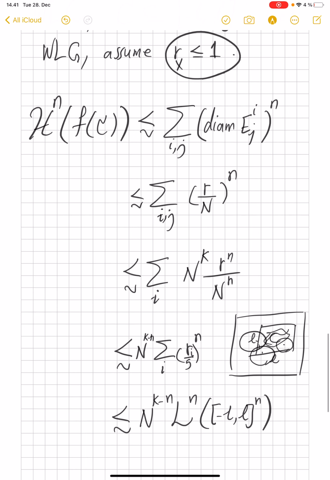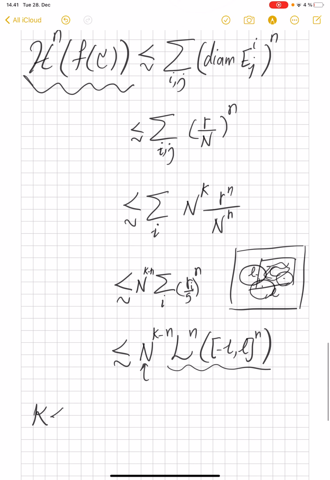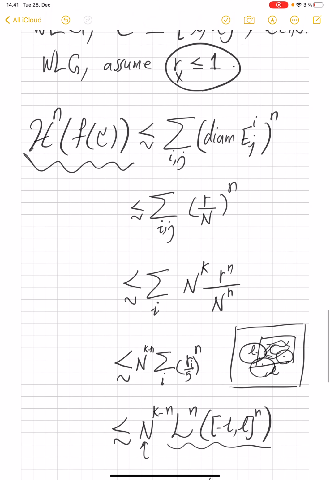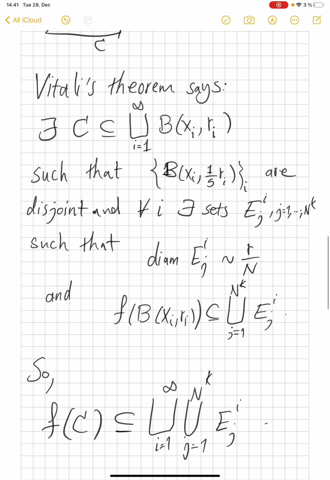Now let's look at this. This is a quantity independent of capital N, and this is a quantity independent of capital N, and we have this one here. And now here comes the whole point, that k is strictly less than n. So let N go to infinity. You can do the whole thing with any N to deduce that H^n of f of C equals 0. End of the story. A beautiful proof of Sard's theorem using only the definition of derivative and just the simplest linear algebra you can imagine.